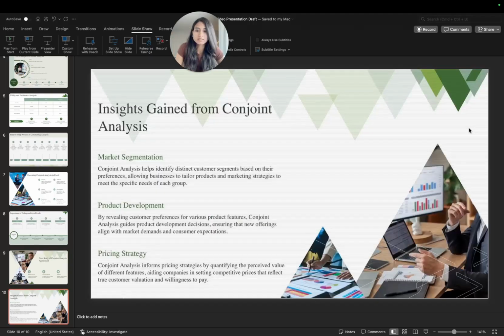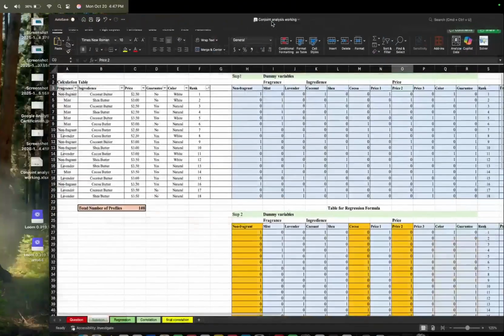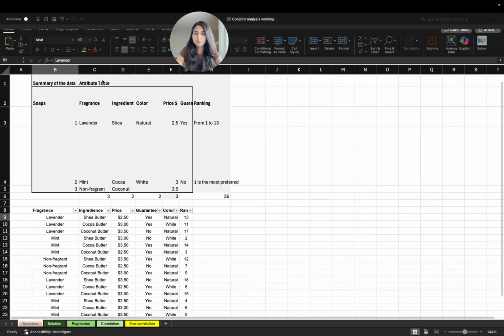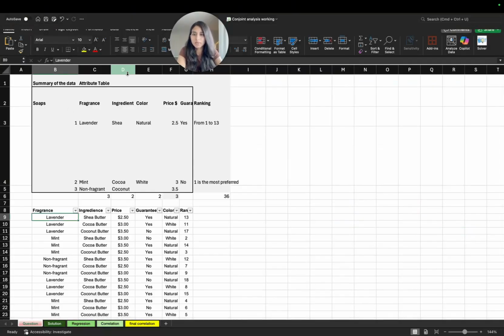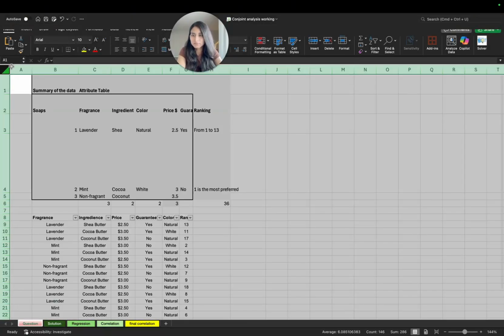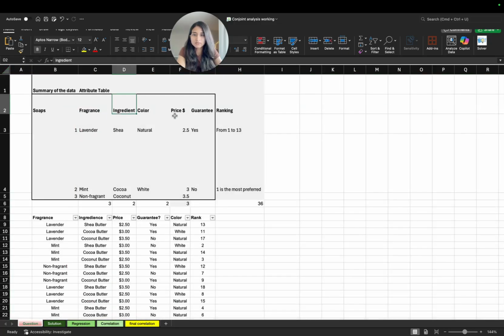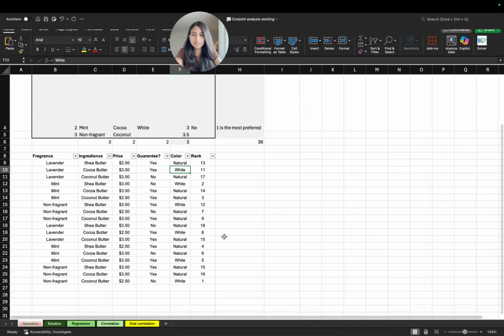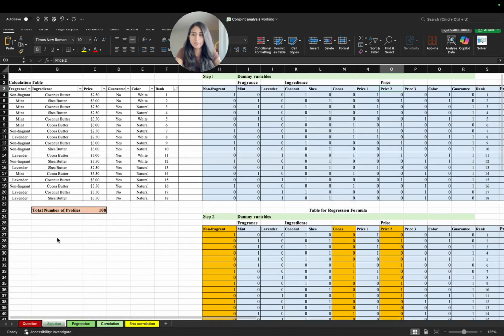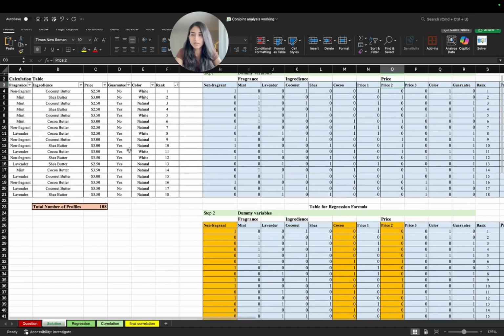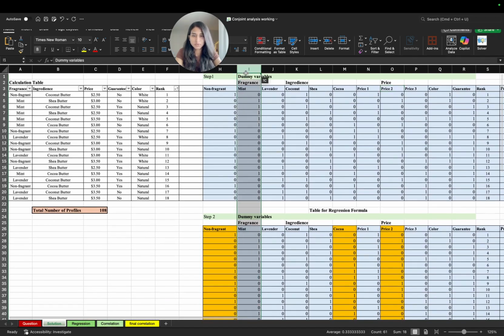To understand the conjoint analysis better, we have a summary of the data of attributes for soap, where we have different attributes on fragrance, ingredients, price, guarantee, and ranking. We have to quantify this data into dummy variables. So let's move on to the next step, where step 1 is to create dummy variables.